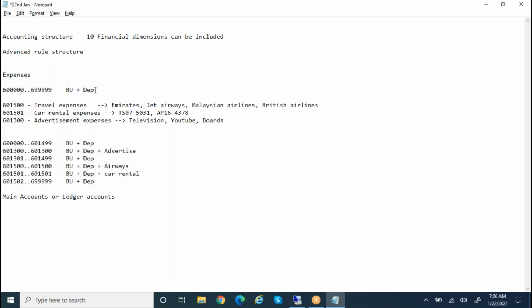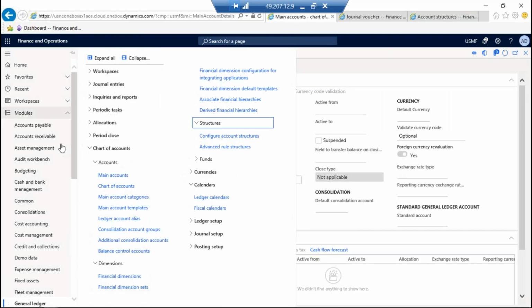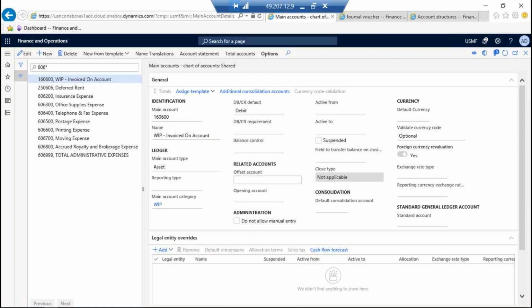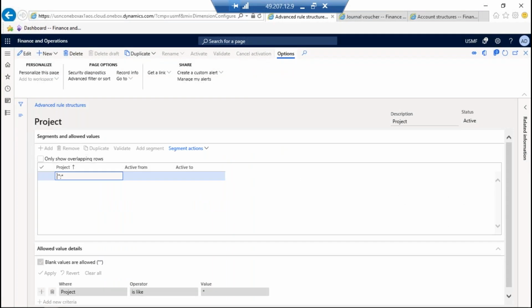Yeah, welcome. Everyone, is it clear for everyone? Advanced rule structure, accounting structure and advanced rule structure is most important. Advanced rule structure is also like account structure only. See, accounting structure, how it is there, the same here also. If you go to advanced rule structure, simply you are creating whatever you want. It is also kind of accounting structure. Simple, very simple.